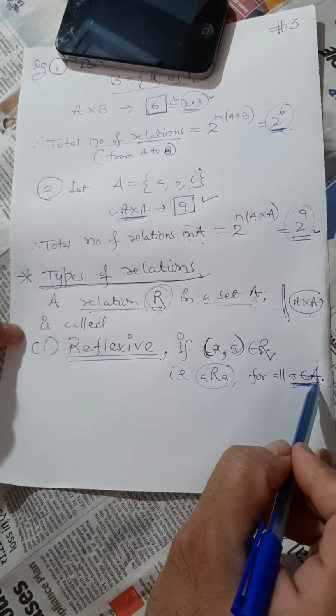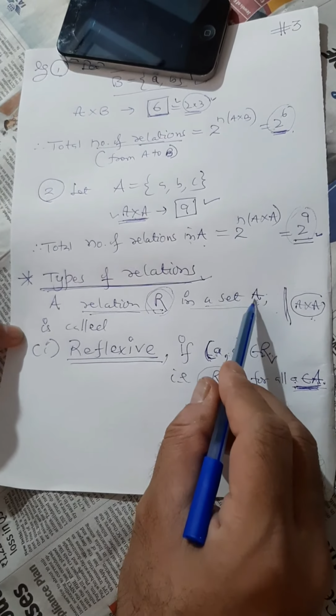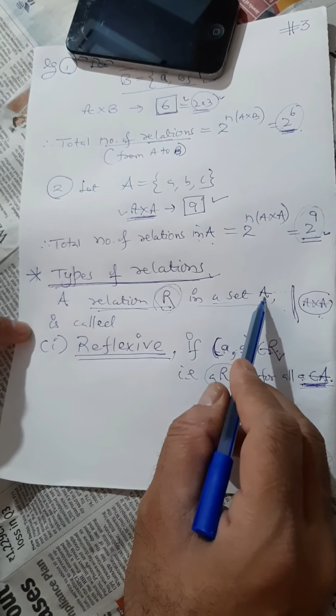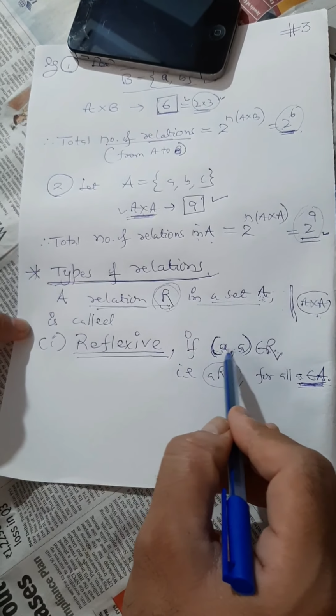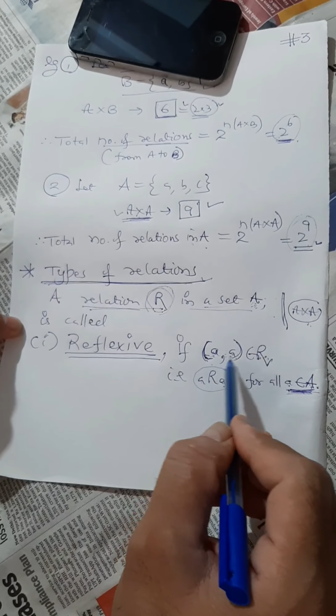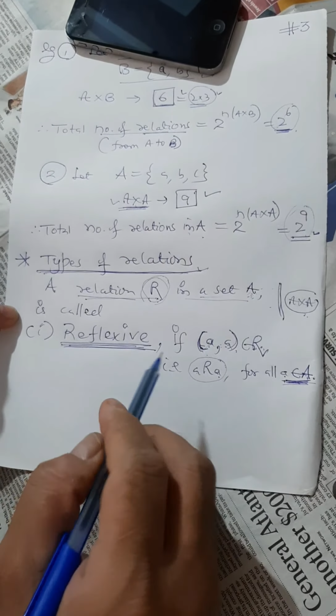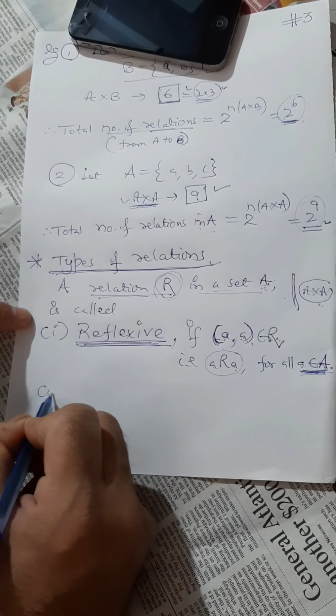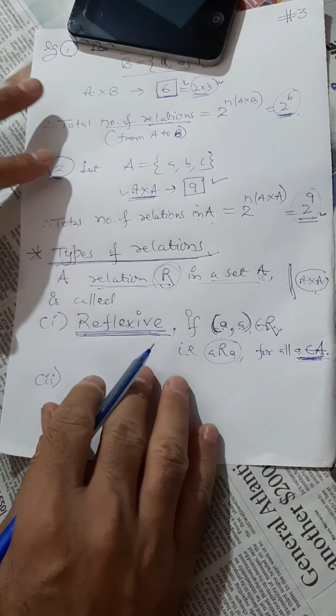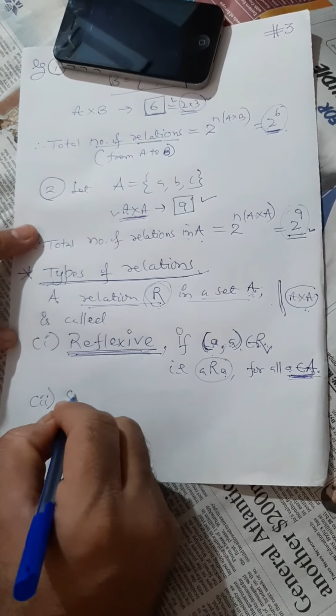Suppose the set has 3 members. Here A has only 3 members, for example 1, 2, 3. Then (1, 1) should be there, (2, 2) should be there, and (3, 3) should be there. Then such a relation is called reflexive. I'll take examples once I finish all types. The second one is symmetric.